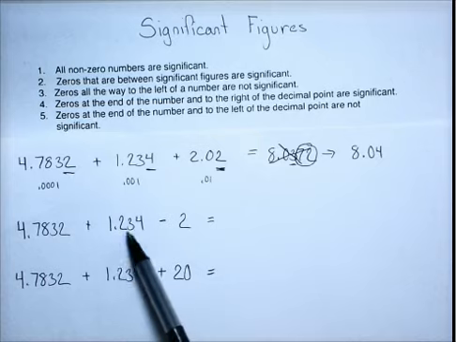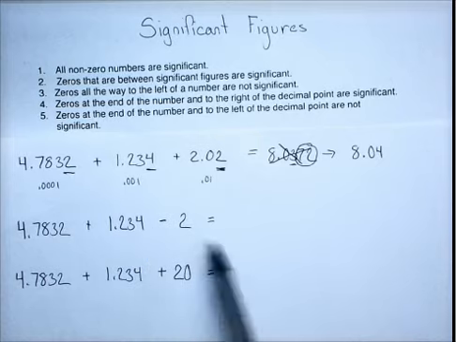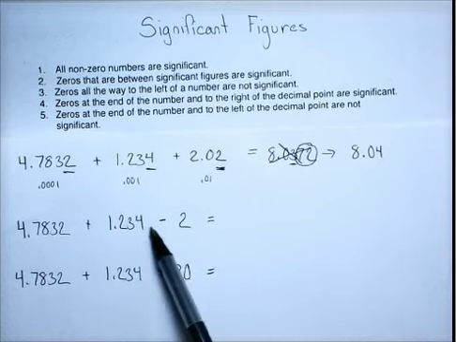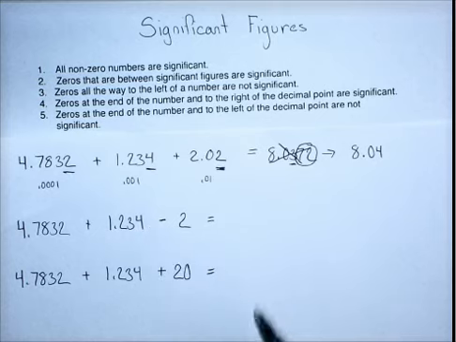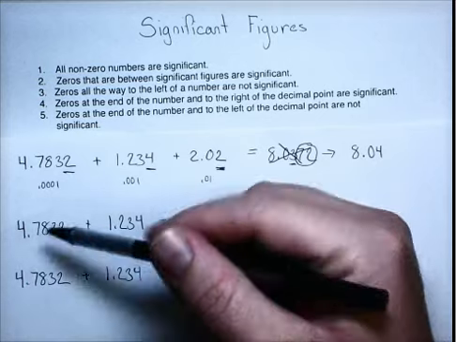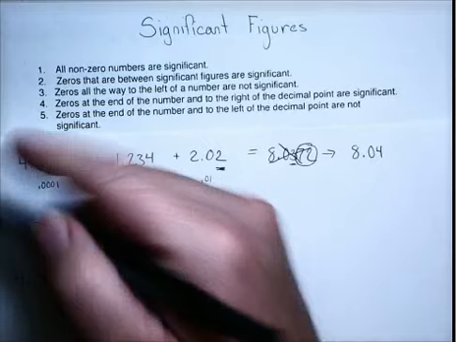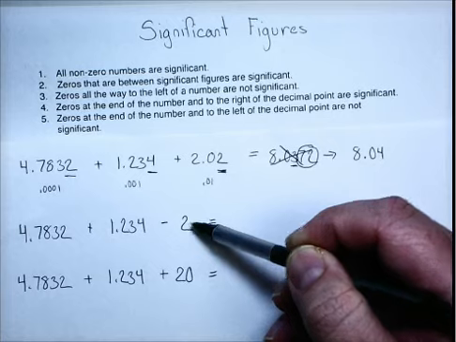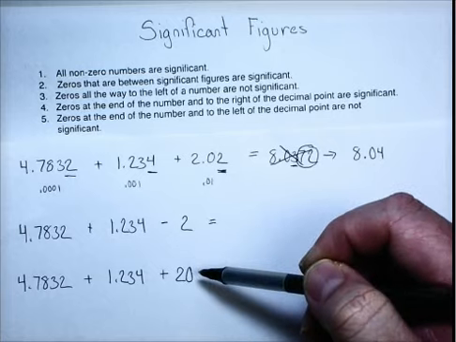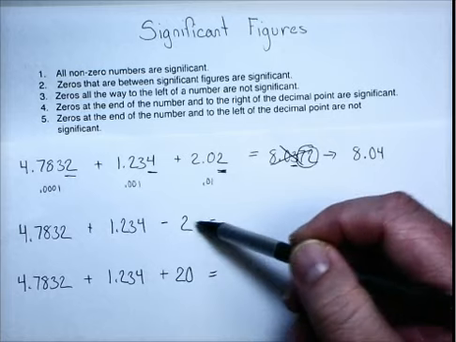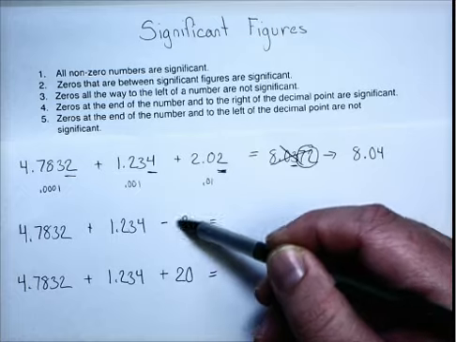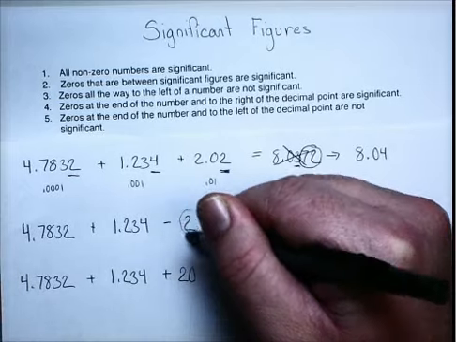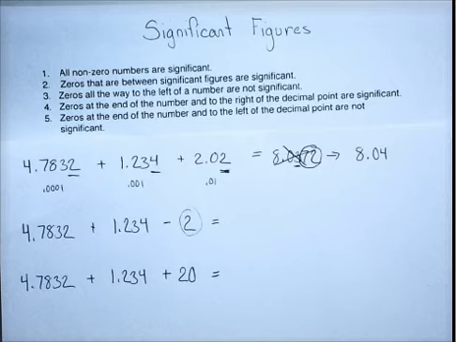4.7832 plus 1.234 minus 2. So we want to look at the place values of the last significant figure on here. And here we've got tens, hundreds, thousands, ten-thousandths, thousandths, and then the ones place. So the least precise, the one that tells us the least numbers after the decimal point, is this. It's only to the ones place. So we want to round our answer to the ones place.